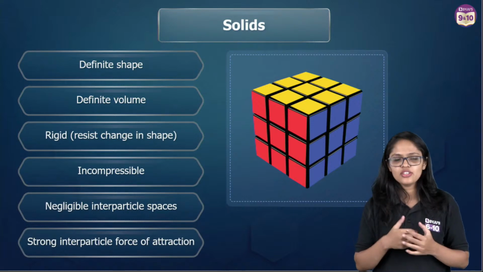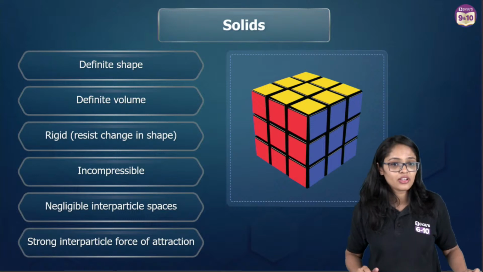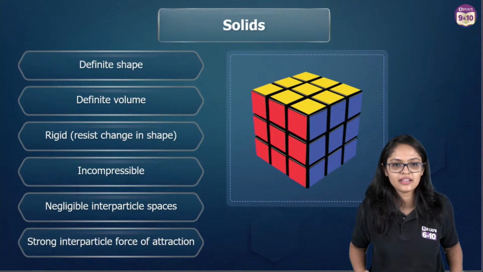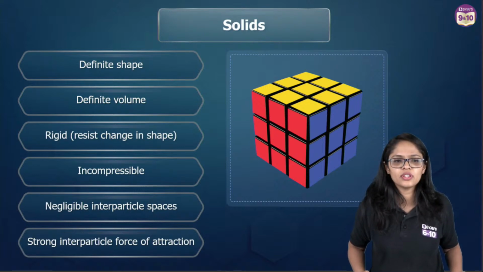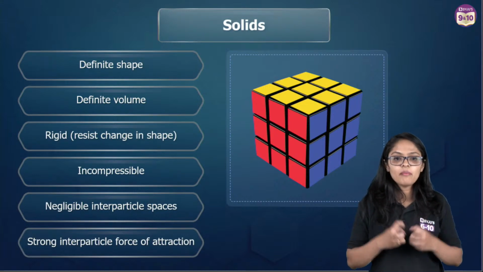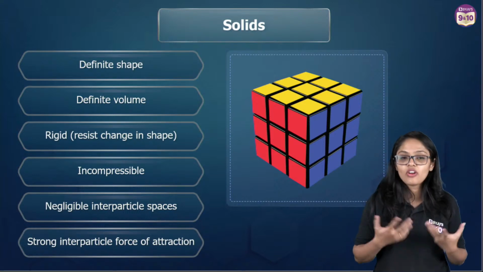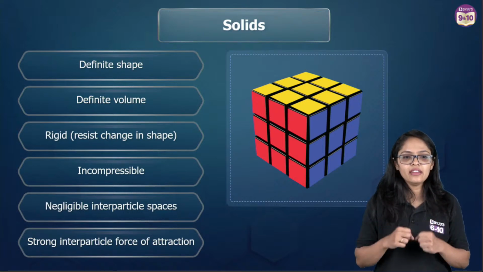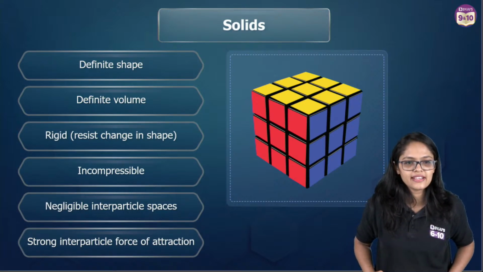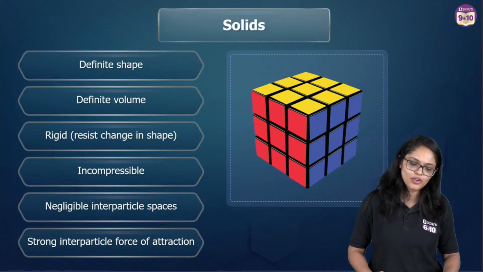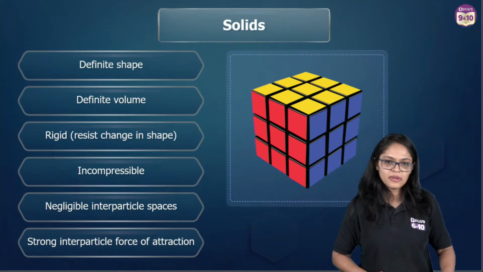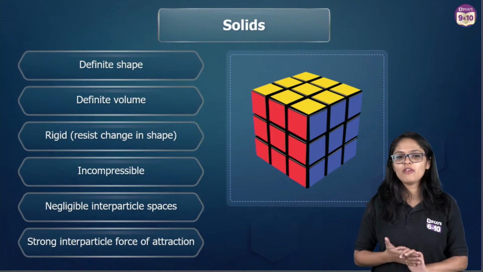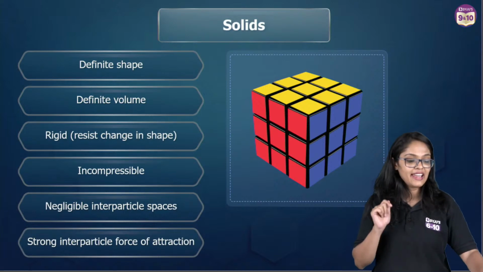Yes, you're right, Dansvit. It actually depends on how strong the external force is, right? And they are not easily breakable, and solids are not compressible at all, okay? The rigidity is very strong. Yes, solids have definite shape, definite volume, and they are very rigid and incompressible. Cool? Yes.